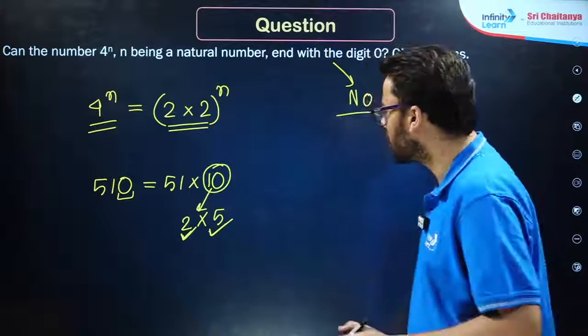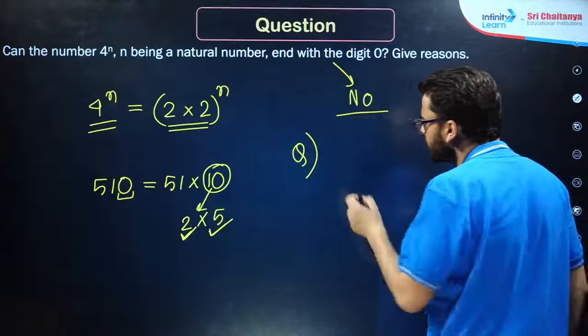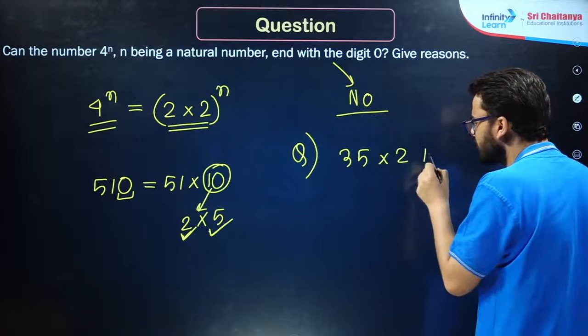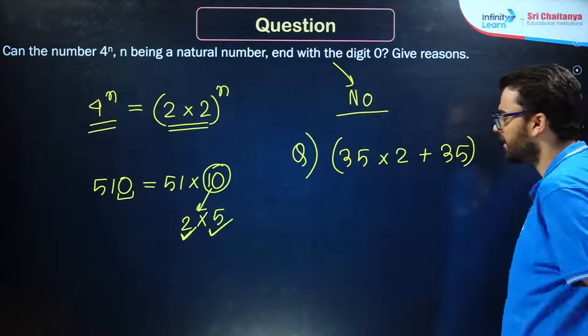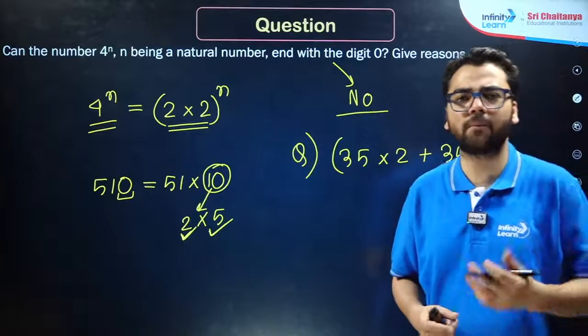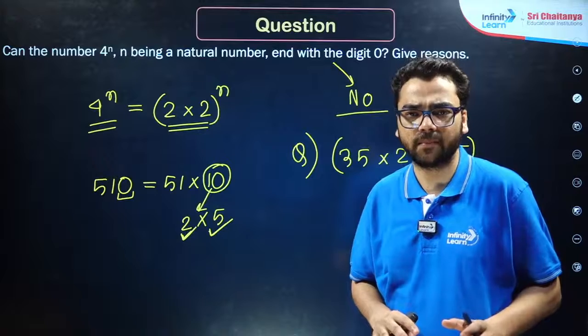Now, one more small question I'm writing over here, that you have to prove. Suppose I have got this thing, 35 into 2 plus 35. You have to prove that this is a composite number. 35 into 2 plus 35, you have to prove that it's a composite number. Composite number and prime number, is that clear?